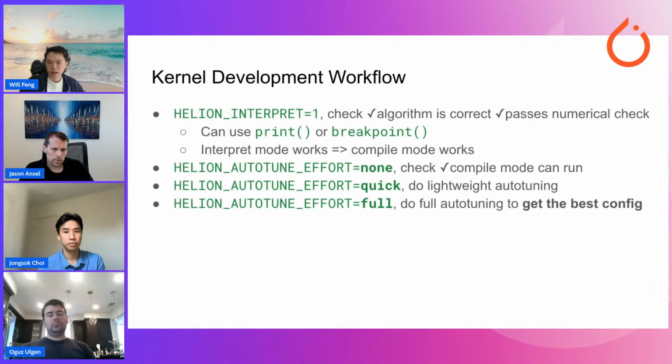Just to recap, to debug, you start with interpret mode, check that the algorithm is correct, and pass the numerical check. In general, we want to make it so that whenever your kernel works with interpret mode, it will also work with compile mode. Then you can set the auto-tune effort level anywhere from none to full to get the best config for your kernel.